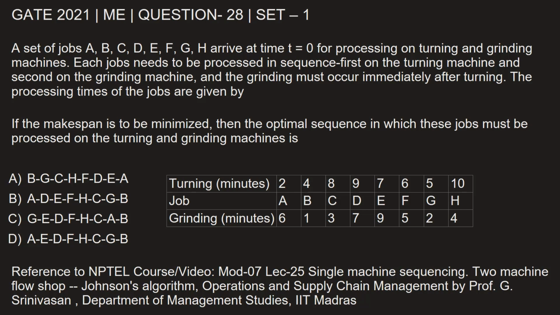The processing times of the jobs are given. If the makespan is to be minimized, then what is the optimal sequence in which these jobs must be processed on the turning and grinding machines? Let's find out. We will solve this using Johnson's rule. So step 1 would be to mark the jobs with minimum time.